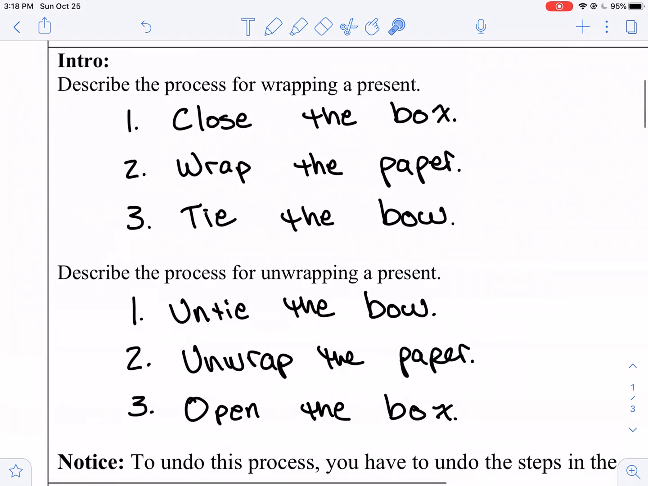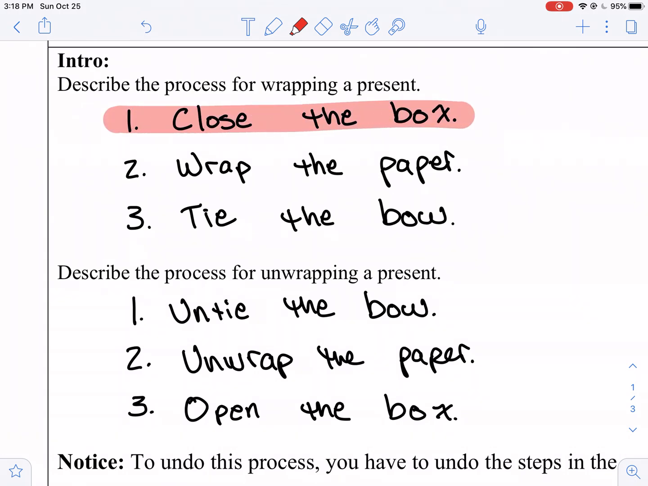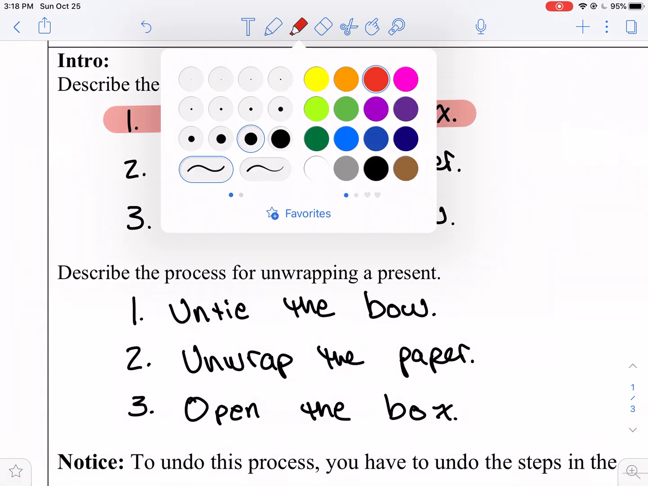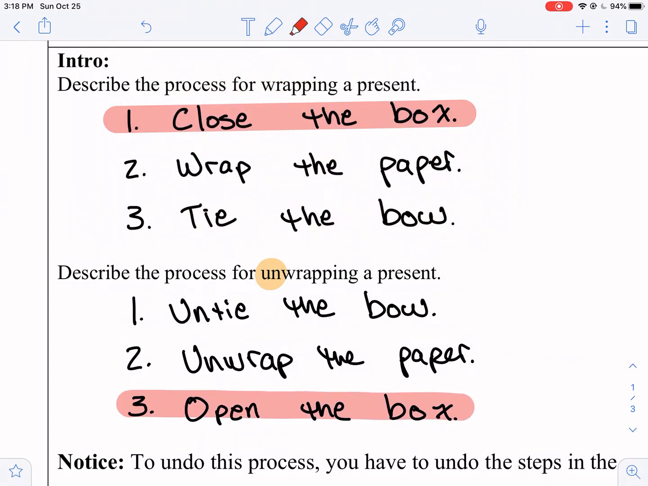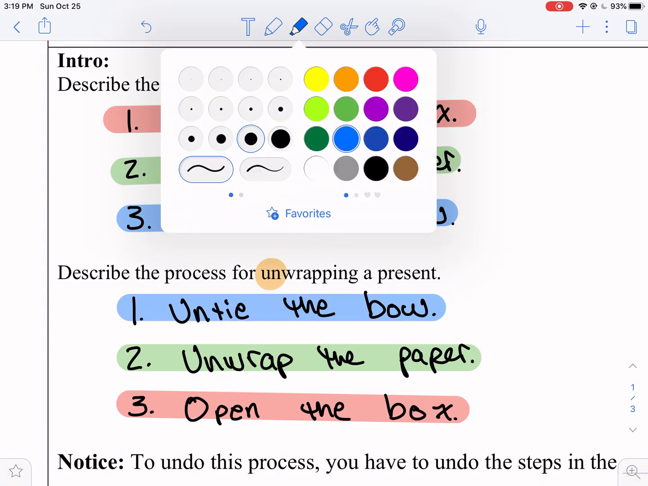Now, what do you notice about the order of these steps? Well, let's look. If closing the box is the first thing you do, to undo that, it's actually going to be the last step. To unclose the box is the last step in unwrapping the present. And then if you wrap the paper second, that's still the second step in opening your present. And then finally, in wrapping it, the last thing you do is to tie the bow. But the first thing you do is you untie the bow.